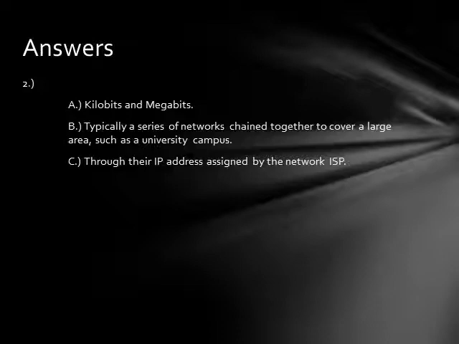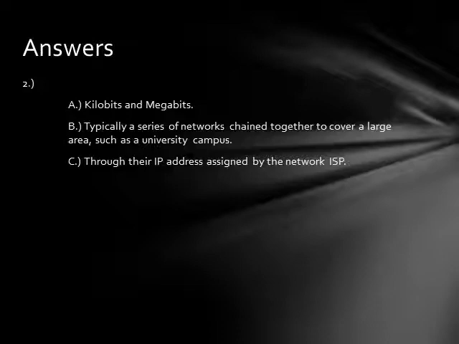Then it wanted a definition for a metropolitan area network, and metropolitan usually refers to a larger city-based area. These types of networks are usually not one network, but a collection of networks chained together to cover a large area. Typically you'll see these in really wide areas, such as a university campus, where all the network access points are to be controlled. That's usually where a metropolitan area network will be used.